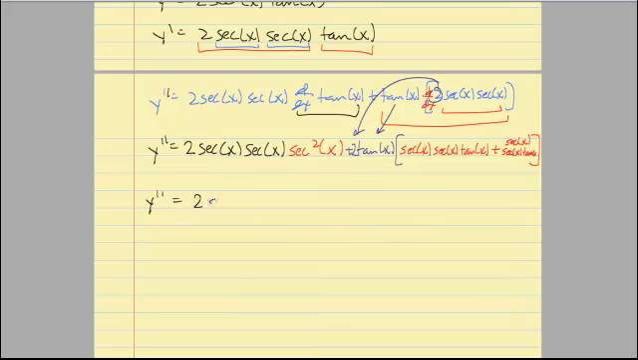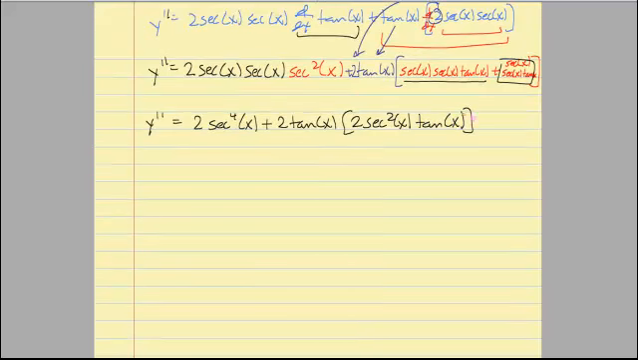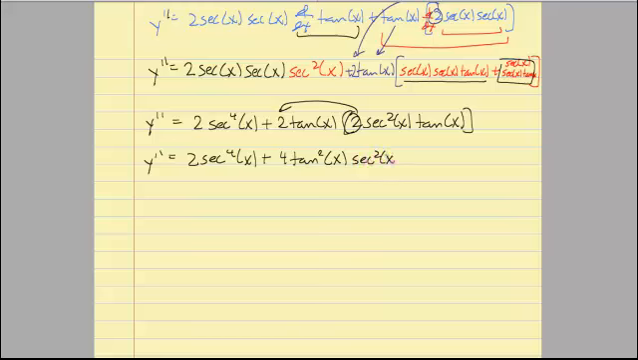So I'm left with 2 secant to the 4th of x plus, okay, let's see what we have here, 2 tan x. Now, this is going to be secant squared tangent. So I'm going to have 2 secant squared tangents. Then I can take these 2's and combine them. Secant to the 4th, 4. Okay, now we have a 4. I'm going to have a tangent times a tangent, which is tangent squared of x, secant squared of x. So that's one simplification that we could have.